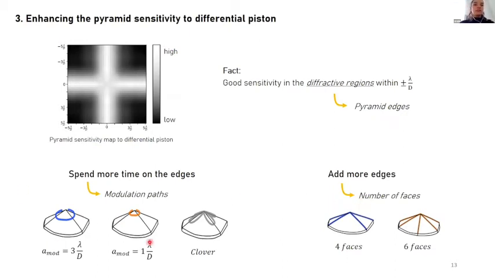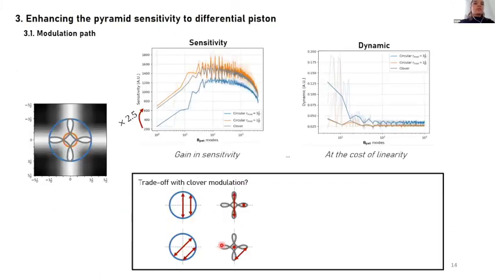The first thing I look at is the different modulation paths. I had a look at the 3 lambda over D modulation, 1 lambda over D circular modulation, but also a clover. And what we see is something we expected: we have a real increase in the sensitivity for 1 lambda over D and a clover, but this is made, of course, at the cost of linearity. And we see that the behavior of the pyramid with the clover is very similar to the one with circular modulation.